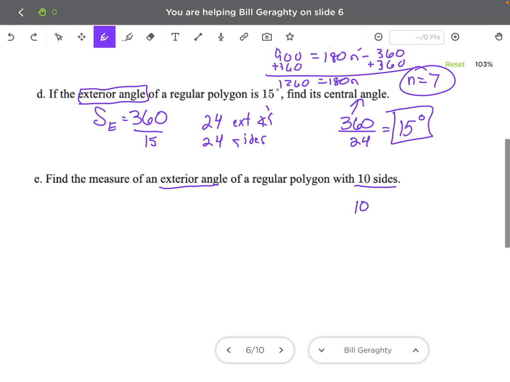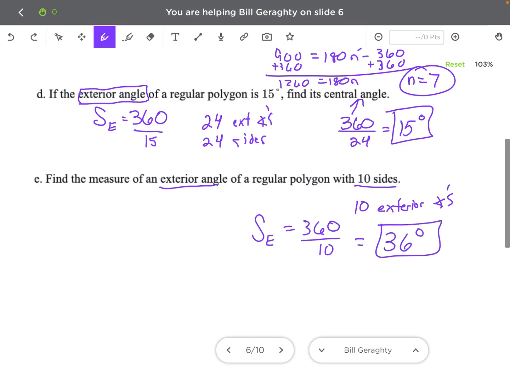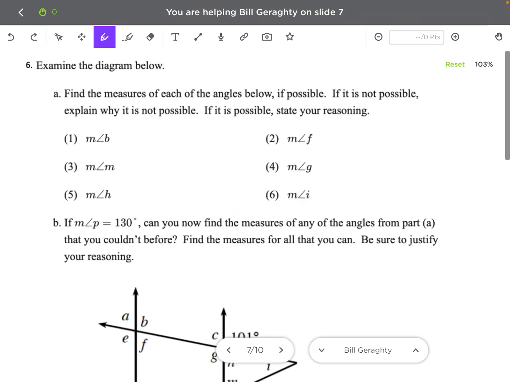So if there are 10 sides, there are going to be 10 exterior equal angles. And that is because it is a regular polygon. So again, the sum of the exterior angles is always 360. If there are 10 of them, that means each of them are going to have to be 36 degrees.